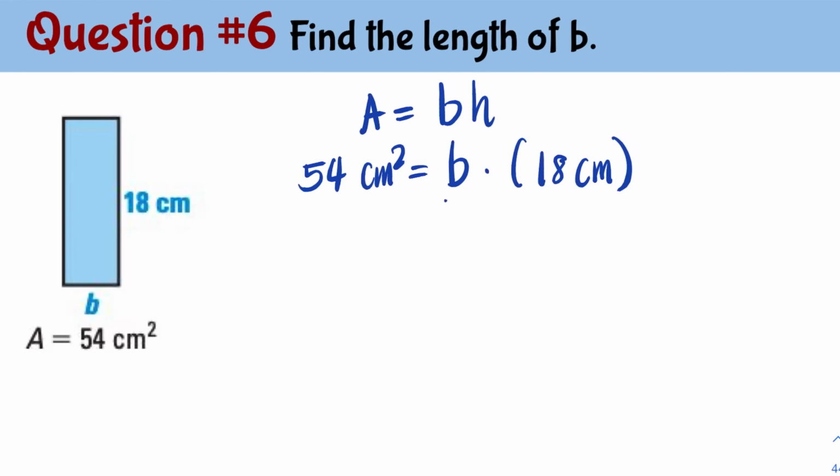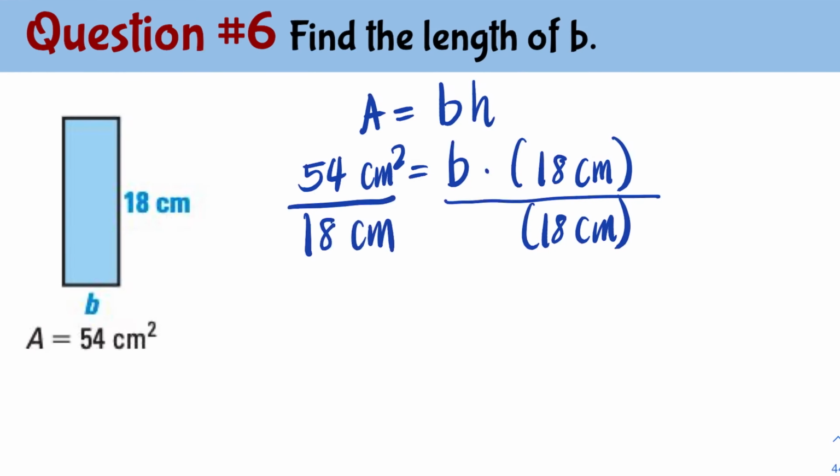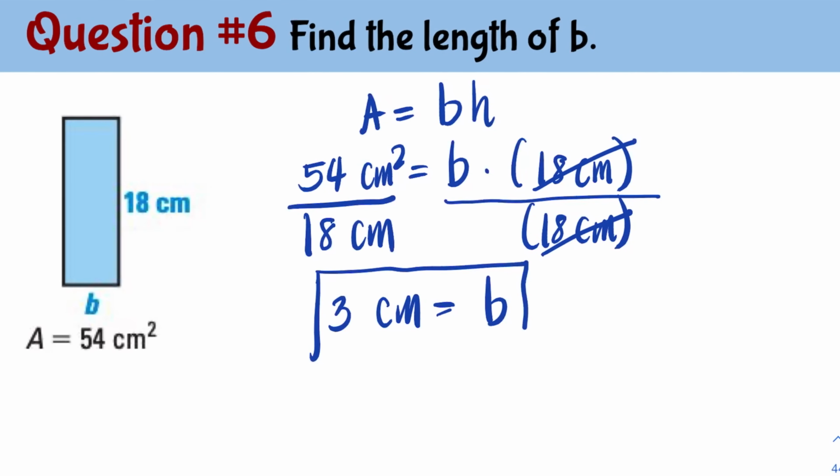We can divide now both sides by 18 centimeters. And 54 divided by 18 is 3. Again, centimeter squared divided by centimeter is centimeter. And 18 centimeters by 18 centimeters is 1. So now we have b. So the base is 3 centimeters. Area is always unit squared, but the base and the height are in units only.